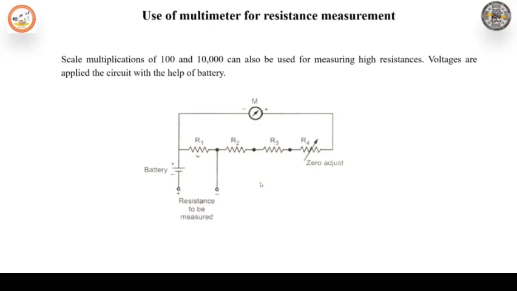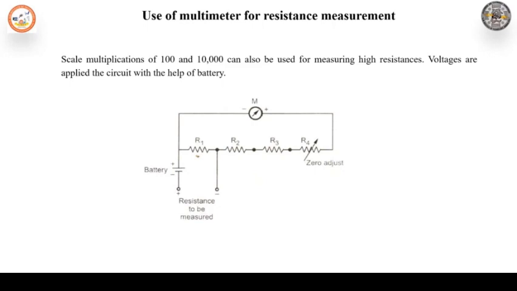This diagram shows an ohmmeter circuit for R by 1 range. This figure shows the ohmmeter section of a multimeter for a scale multiplication of 1. Before any measurement is made, the measurement terminals are short circuited and the zero adjust control is varied until the meter reads zero resistance. That is, it shows full scale current.